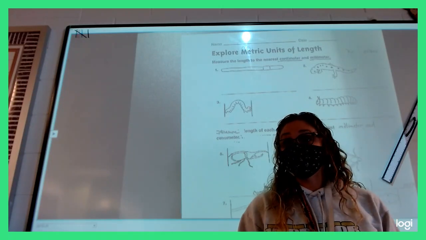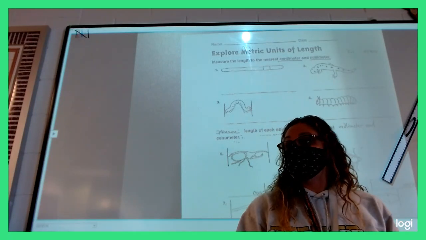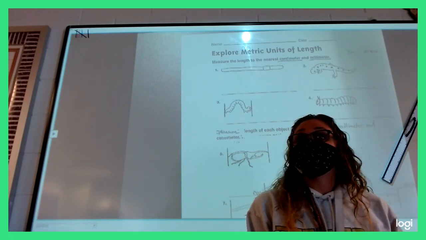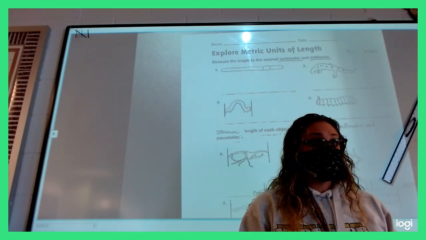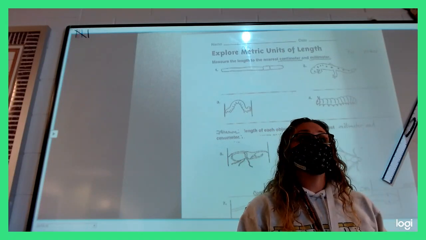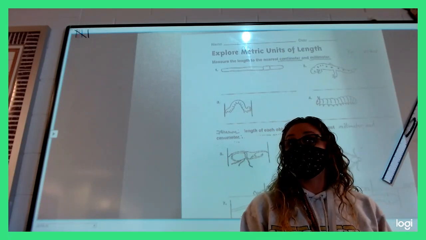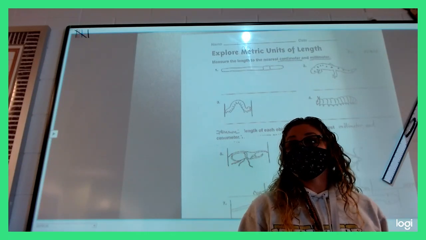I promise. So the metric system is used all over the world. It's also used in science. Anytime you do scientific measurements, you are going to be using the metric system. So, are you ready? No. Oh, come on. Yes. Today, all we're going to do is work on measuring centimeters and millimeters to remind ourselves what those are. So those are the first units of the metric system we're learning.